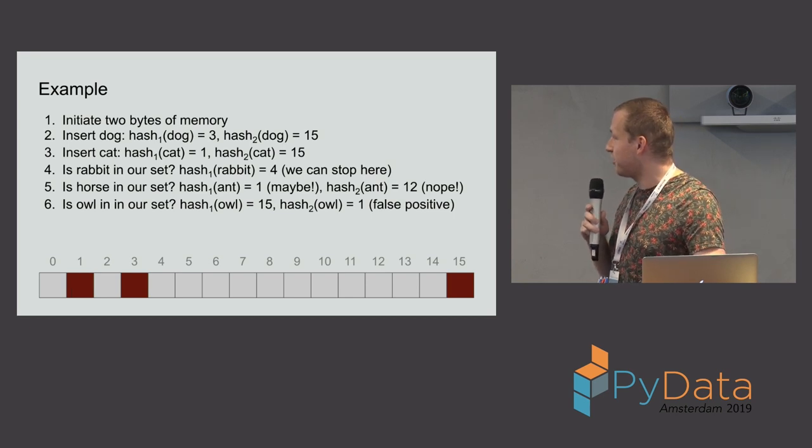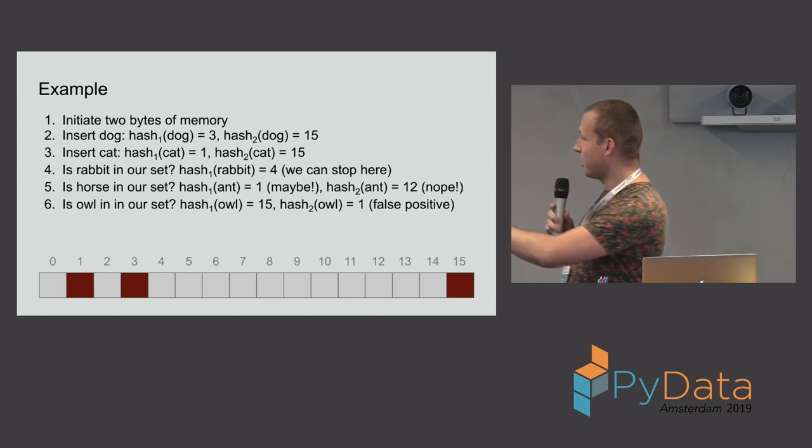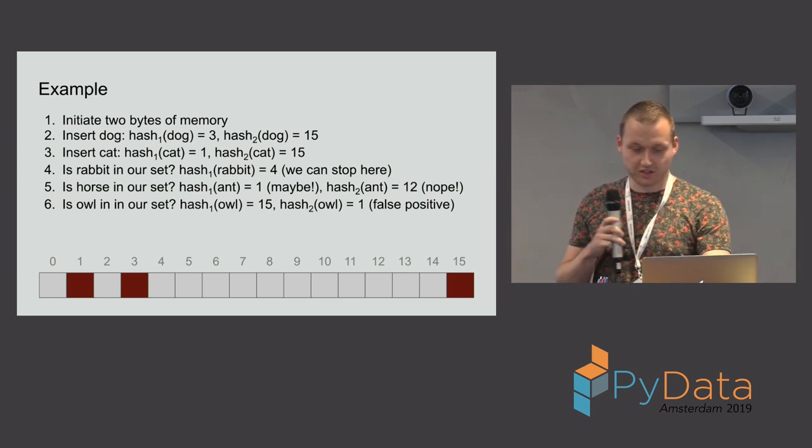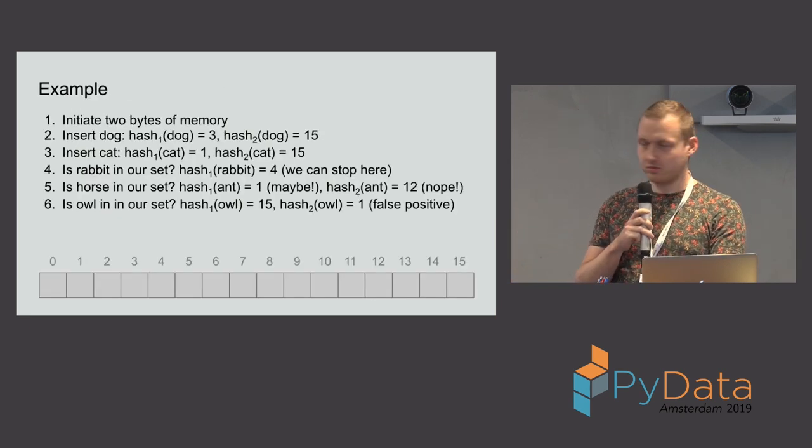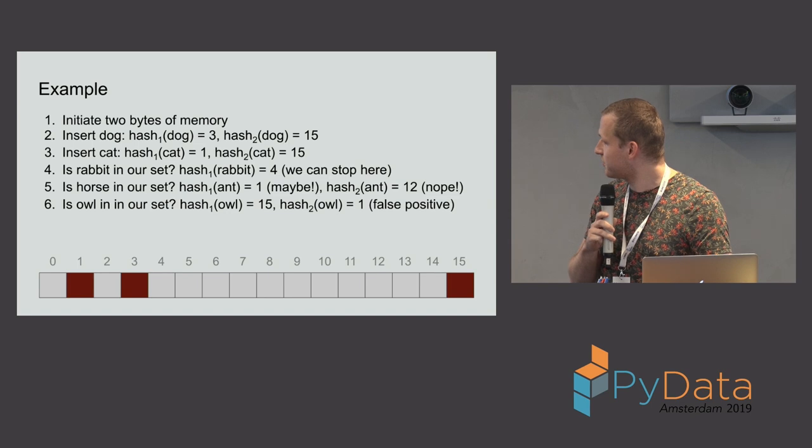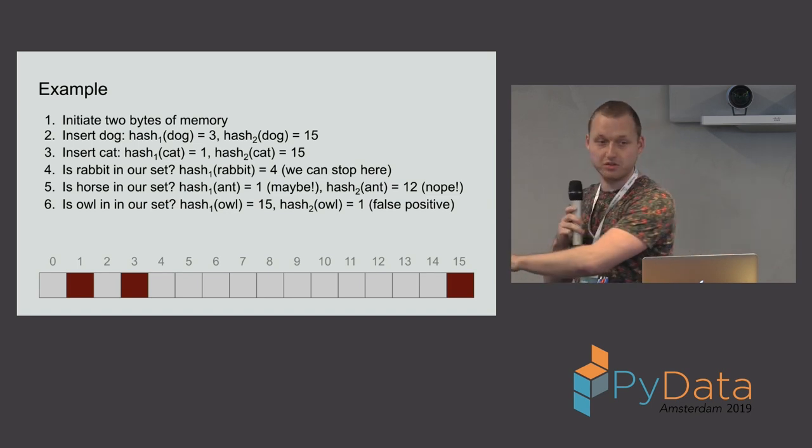Then we're going to insert a second value, cat. We hash it once, and it gives us the value 1. Hash it again, and it gives us 15. We've already got that one set, so we don't have to do anything with that.